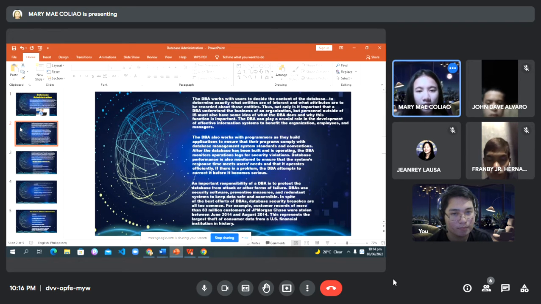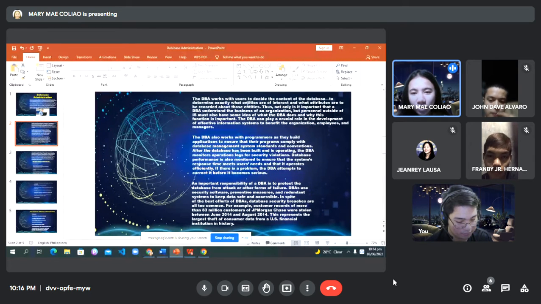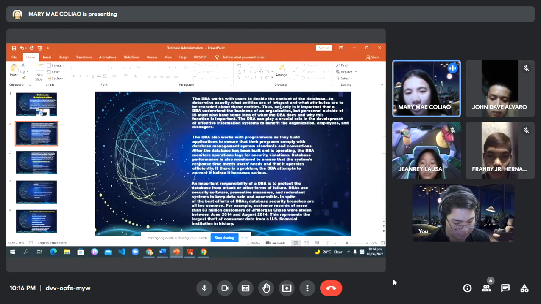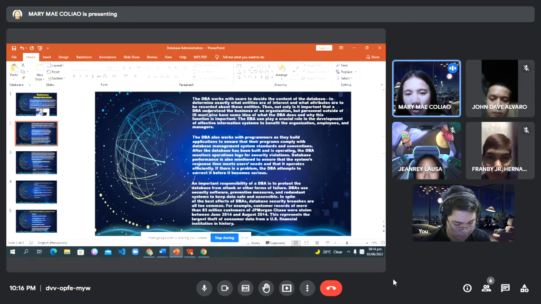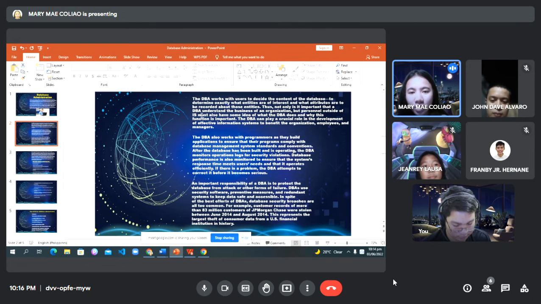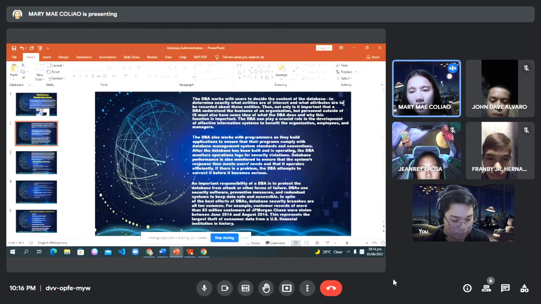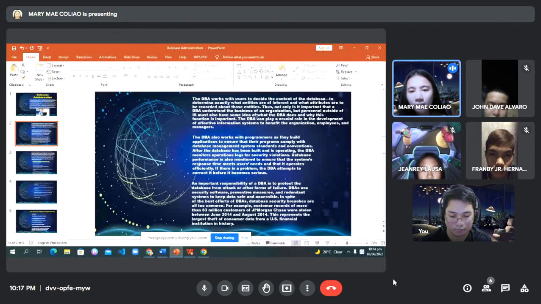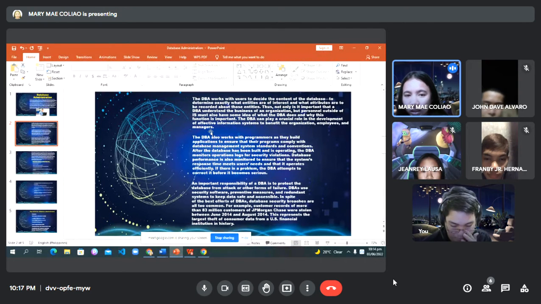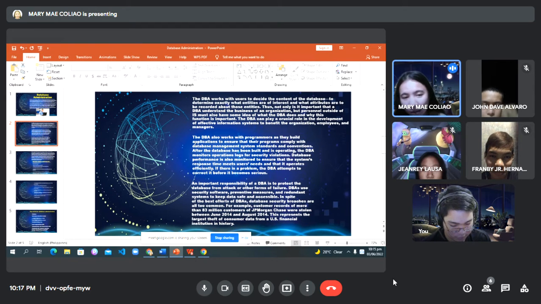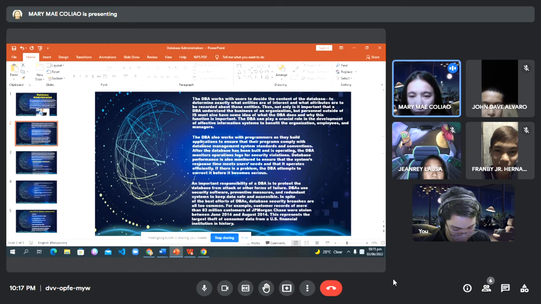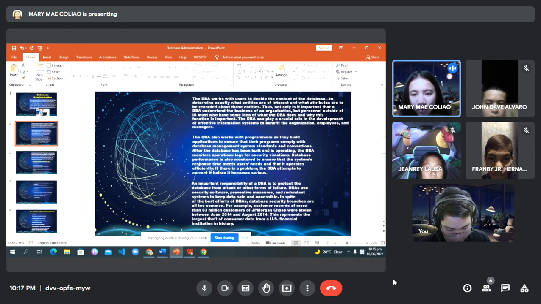Next, the DBA works with users to decide the content of the database, to determine exactly what entities are of interest and what attributes are to be recorded about those entities. Not only is it important that a DBA understand the business of an organization, but personnel outside of IS must also have some idea of what the DBA does and why this function is important. The DBA can play a crucial role in the development of effective information systems to benefit the organization, employees, and managers.